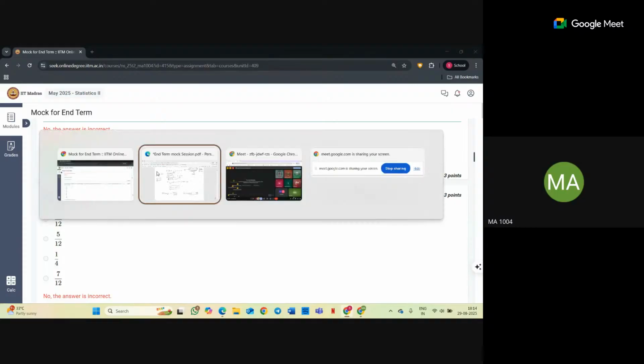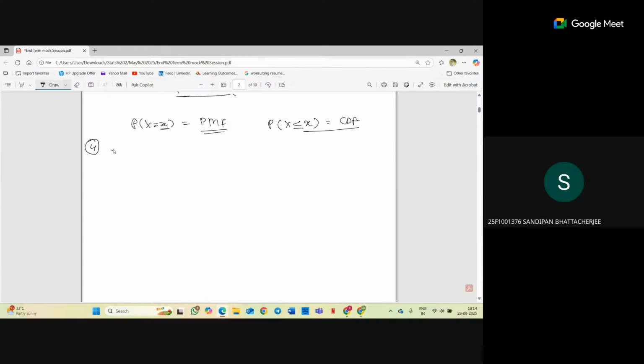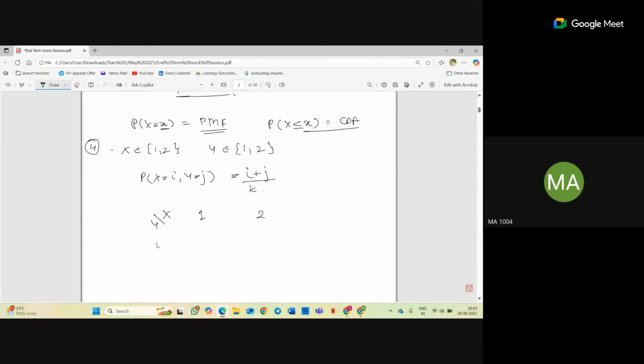Have you guys solved this question? Yes, ma'am, I did. So how did you do it? They are saying X and Y have this range and a joint PMF, so I made a table. For i equals 1 to 2, we have X equals 1, Y equals 1, then 1 and 2, 2 and 1, and 2 and 2. First of all, we will make the table, with the values of X on one side and the values of Y, 1 and 2, on the other.